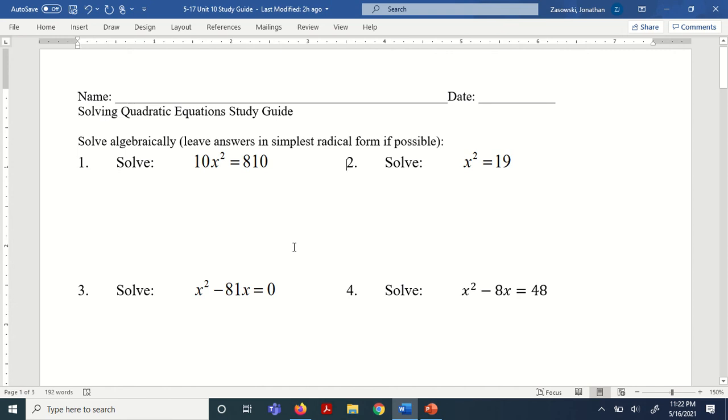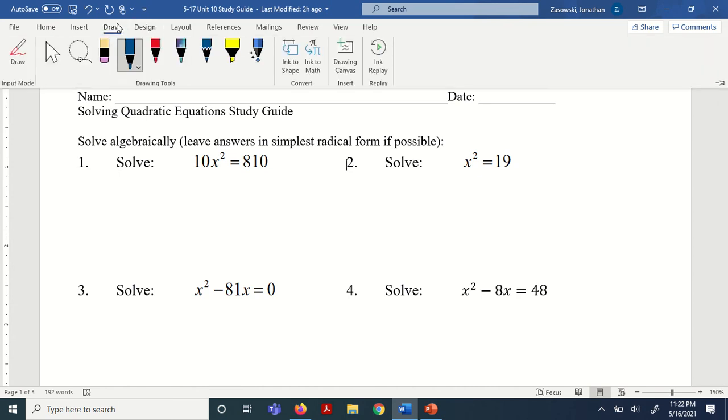Now remember, the three methods we talked about using algebraically were factoring, the square root, so taking the square root of both sides, and then the third one was the quadratic formula. Well, four, because you're completing the square. Those would be the algebraic methods.